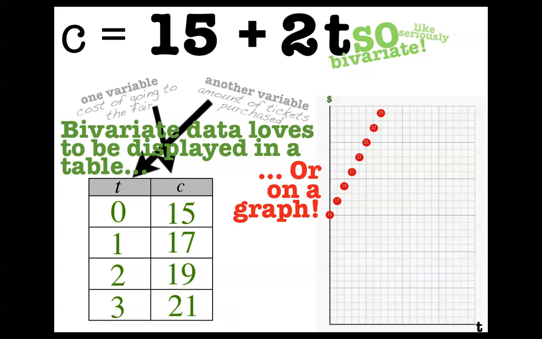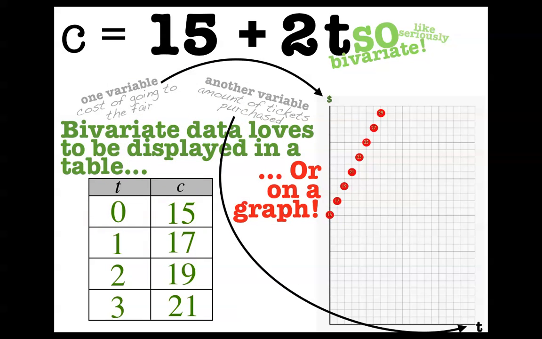So we've actually seen this graph already before, but what I want you to notice about this graph is that it's a bivariate data representation because you've got on the up and down y-axis the cost of going to the fair, and on the left and right x-axis you've got the number of tickets that have been purchased. So this is bivariate data displayed in a table, bivariate data displayed on a graph, and it kind of feels a lot like what we did in Unit 8 with functions, doesn't it? Interesting.